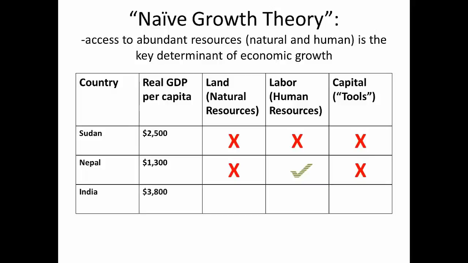Finally, India. Now, here's a large economy that has a lot of natural and human resources. It's a very large land area. They have regions that are good for growing crops.